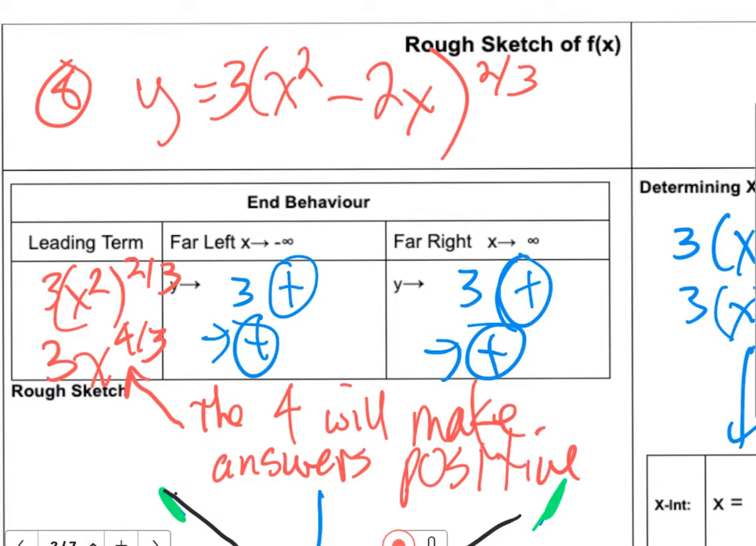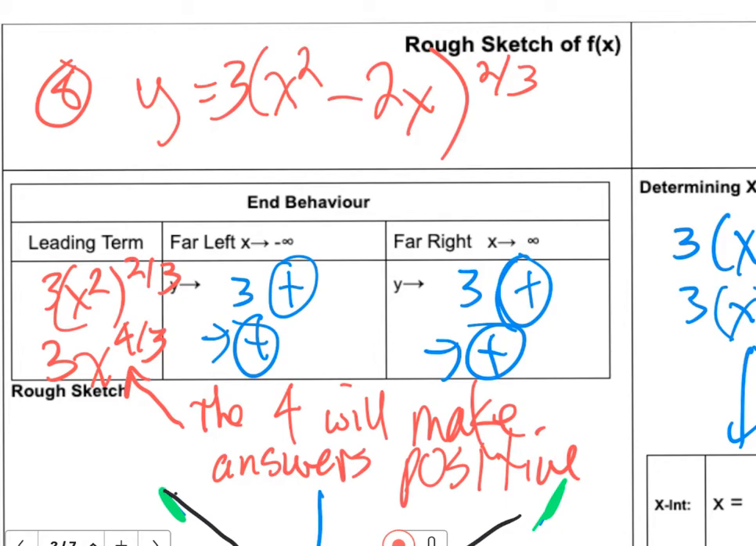So what we're going to do is rough sketches by getting x-intercepts and end behavior, just like we did in advanced functions. So here's the first one that I want to sketch. And we're going to add on calculus later. But for now, we want to make a rough sketch of this. So one of the things you're going to want to do is to check the end behavior.